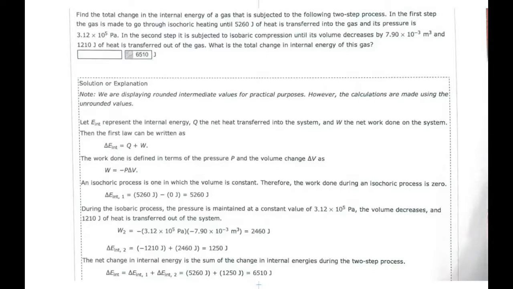Because you get the work and you also have the amount of heat that's transferred out of the gas, use both in the first law of thermodynamics to find the change in internal energy right here, which is negative 1210 joules. Why negative? Because heat is leaving the system, plus the work. That gives you the total change in internal energy. Finally, you take the sum of the two changes, and you get the net change in the internal energy during the two-step process. Like I said, this was a quick video, and I hope it's helping you finish this assignment on time. Thank you.